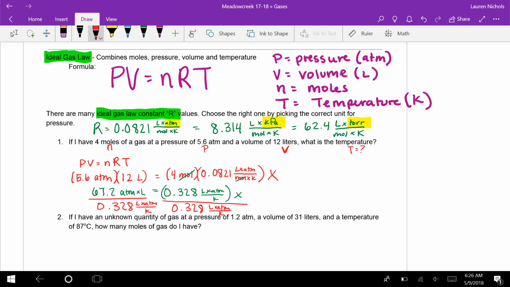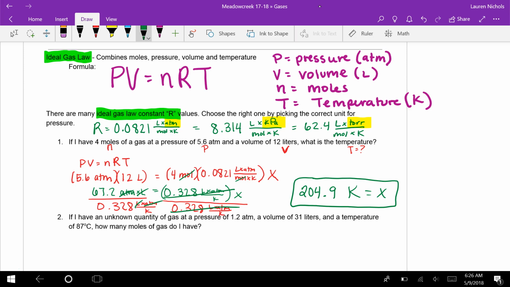And we see that that cancels out on the left side, so we're just going to have x is equal to, atmospheres cancel out, liters cancel out, all you have left is Kelvin, and 67.2 divided by 0.328 is going to give you 204.9 Kelvin. And so that is the temperature. So you literally just plug in what you have and solve.